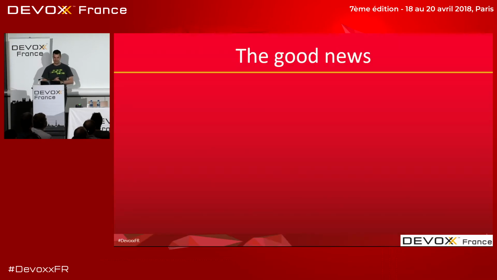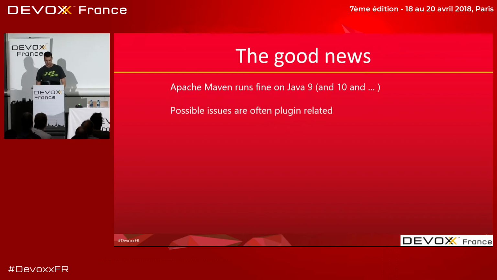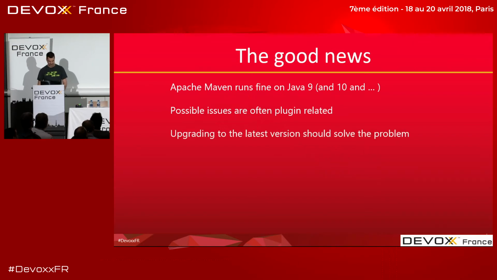The good news, let's start with this. Maven runs fine on Java 9 and 10. And if there are any issues, they are probably related to plugins. And it's quite easy to fix that. It's just a matter of trying to upgrade to the latest version, and if the maintainers of that plugin fix that issue, you should be okay.